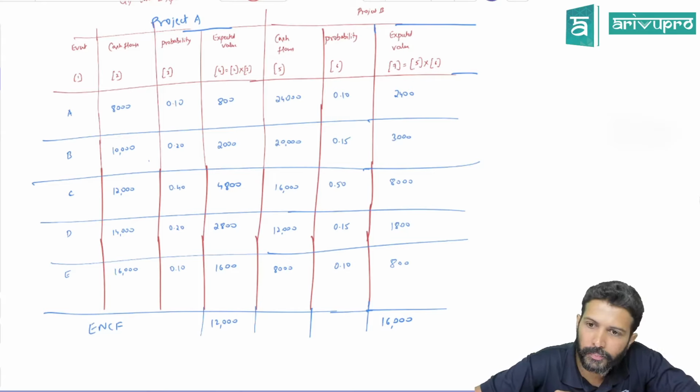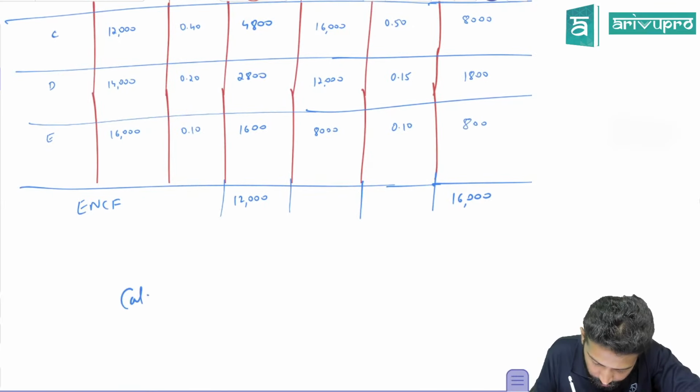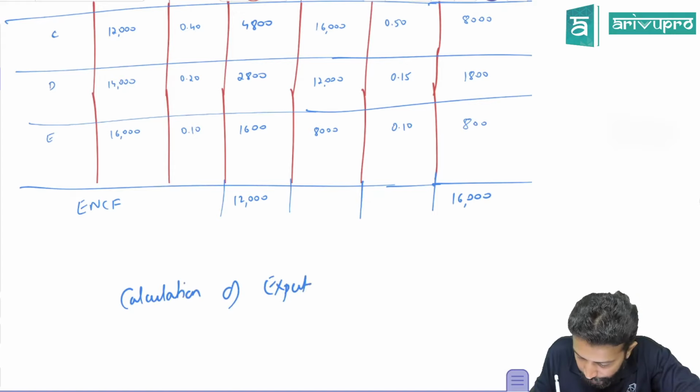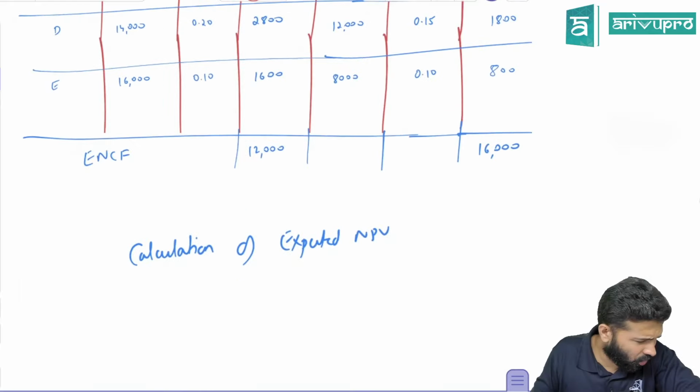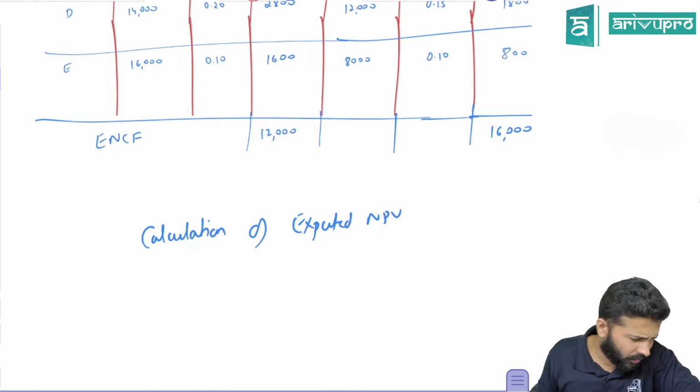Finished also. Can I start the NPV? So next is your calculation of NPV. Specifically, they ask you to calculate expected NPV. That is your normal call, or you can refer to the ICA material also.